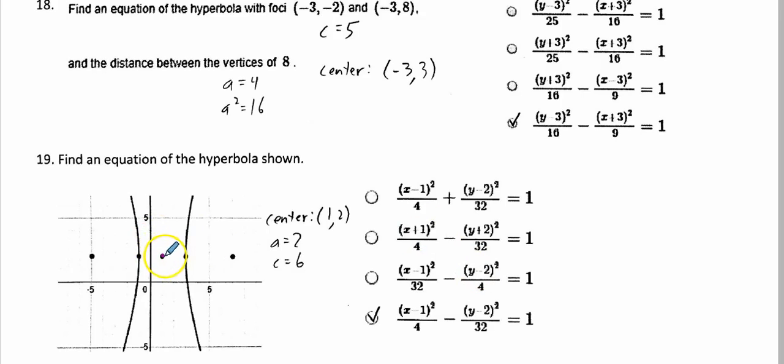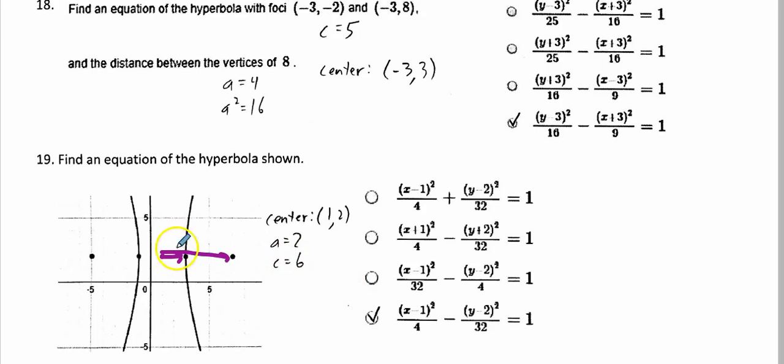And then your a value is the distance from the center to the vertex of the graph. So I just measured how far that is horizontally. So that was a length of 2. And the c value is the distance from the center to a focus. It doesn't matter which one you pick. So going to the right, I just measured that length and saw that it was equal to 6. But I don't think I actually needed to work with the focus.